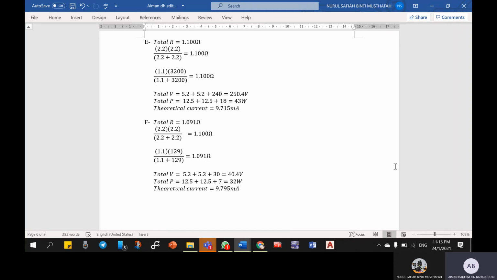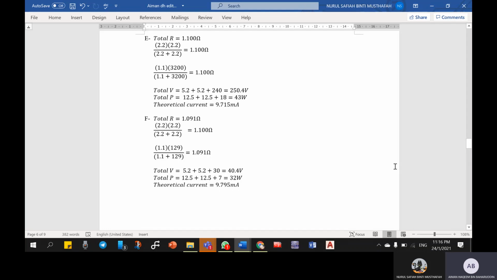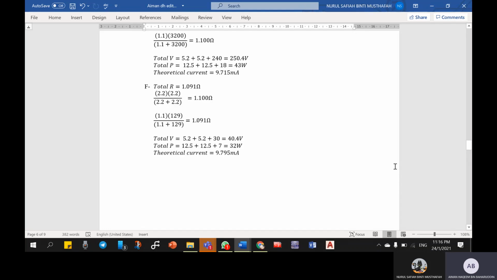9.715 milliampere. Lastly, for circuit F, the total resistance is 1.091 ohm. The total voltage is 40.4 volt. The total power is 32 watt, and the total current is 9.795 milliampere. This is the total current, total voltage, and total resistance for all the rooms in our assignment.